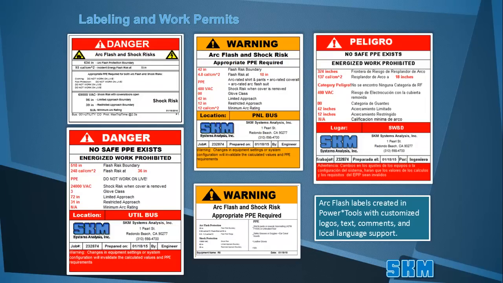One of the goals is to develop Arc Flash labels. Here are some that are automatically generated from the SKM software. All text and information is customizable based on your requirements. You can also create Arc Flash labels in different languages. The label on the top right is in Spanish.